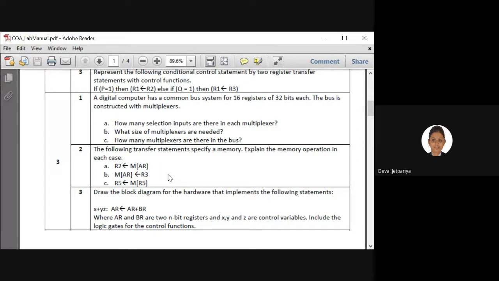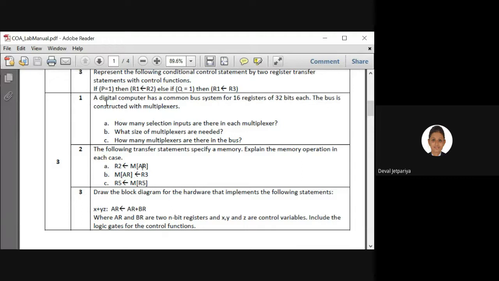Now in question 2, whatever is the value of R3, that is one register, that we are going to store at a memory of this address register. M stands for memory. AR is nothing but the address register having one empty location. Do you people get this? Whatever is the value of R3, that we are going to store on the memory of the address register.